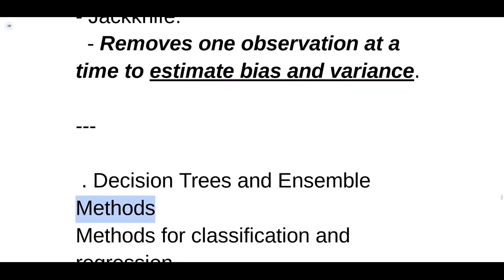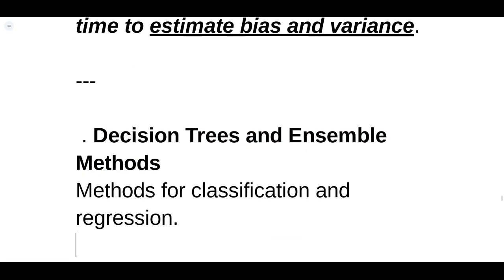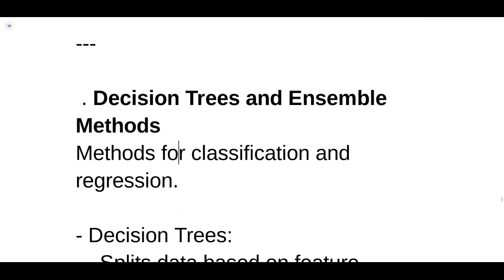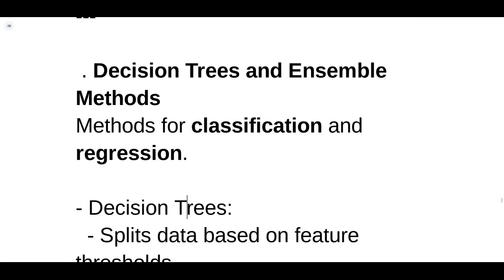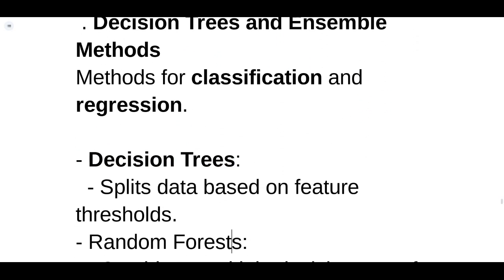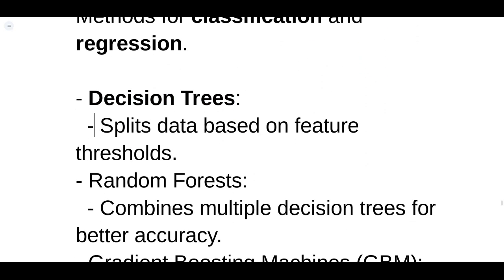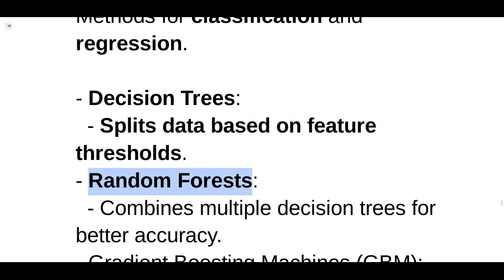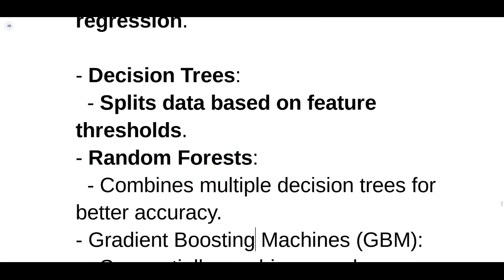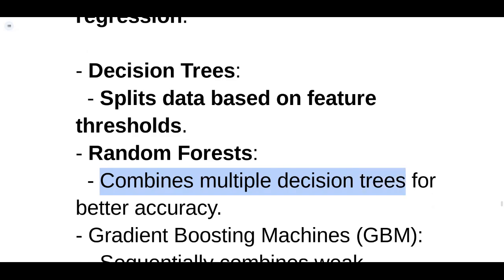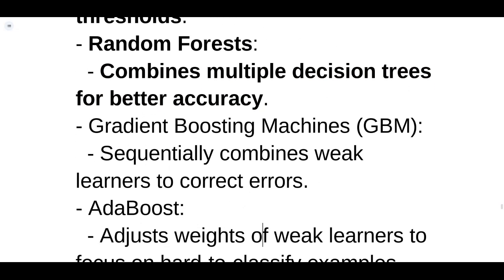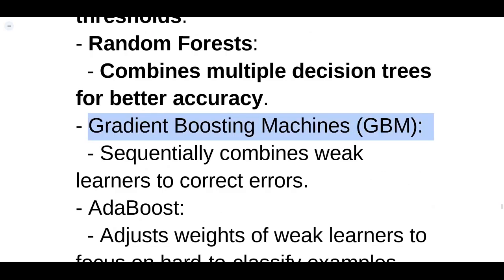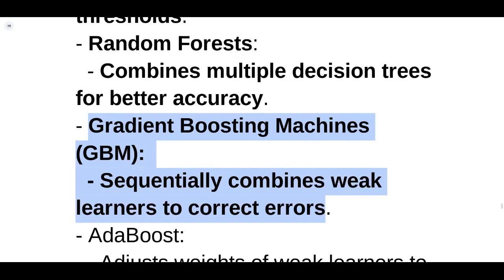Now decision trees and ensemble methods, methods for classification and regression. Decision trees split data based on feature thresholds. Random forests combine multiple decision trees for better accuracy. Gradient boosting machines sequentially combine weak learners to correct errors.